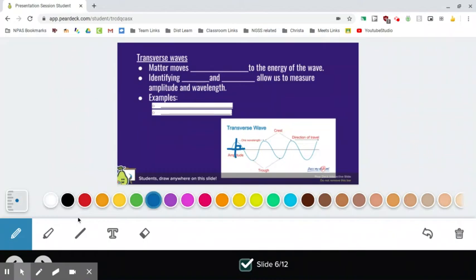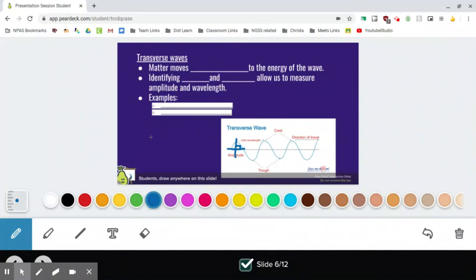So you don't have to write on this one. Oh, you do. You don't have to write into this picture. So we have the word perpendicular here. We have identifying blank and blank allow us to measure amplitude and wavelength. We need to be able to identify a crest, and we need to be able to identify troughs in order to measure how much energy these waves have.